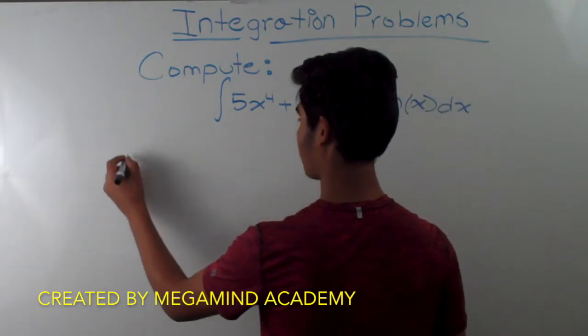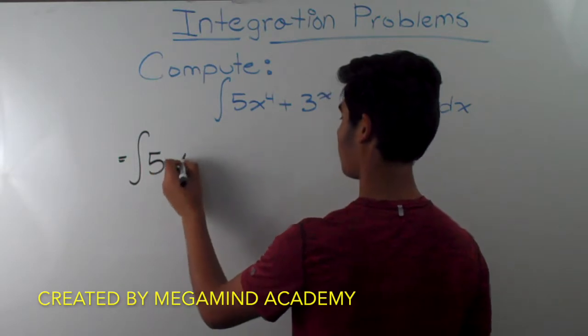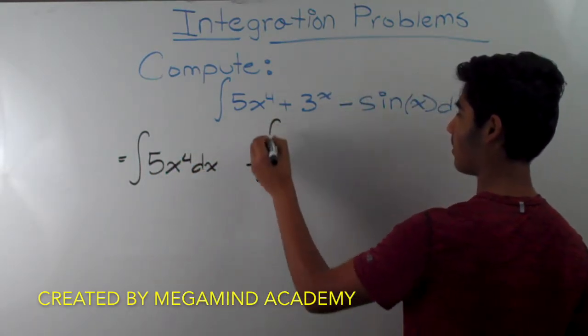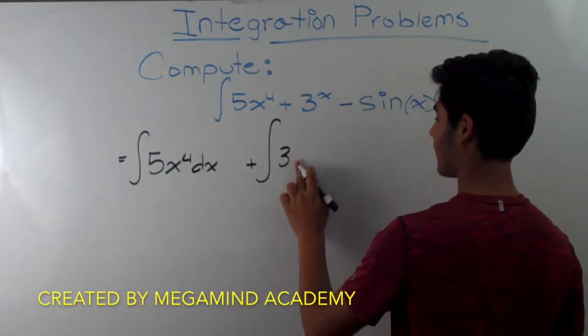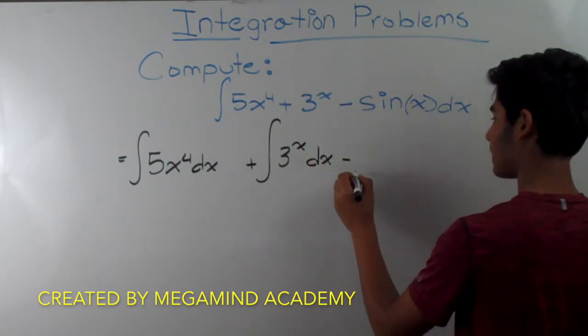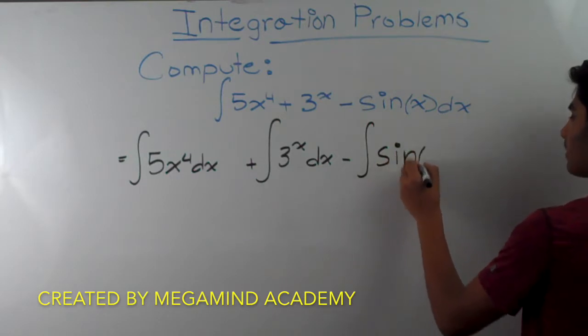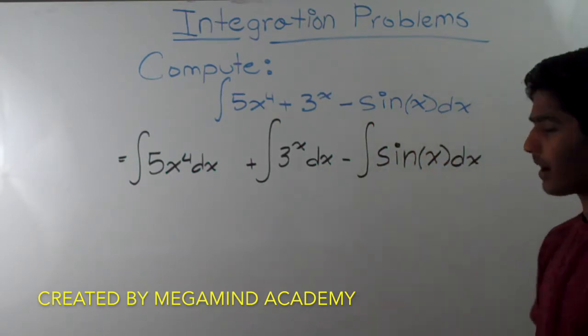The first integral would be the integral of 5x to the fourth dx, plus the integral of 3 to the x power dx, minus the integral of sine of x dx. So now what do we do?